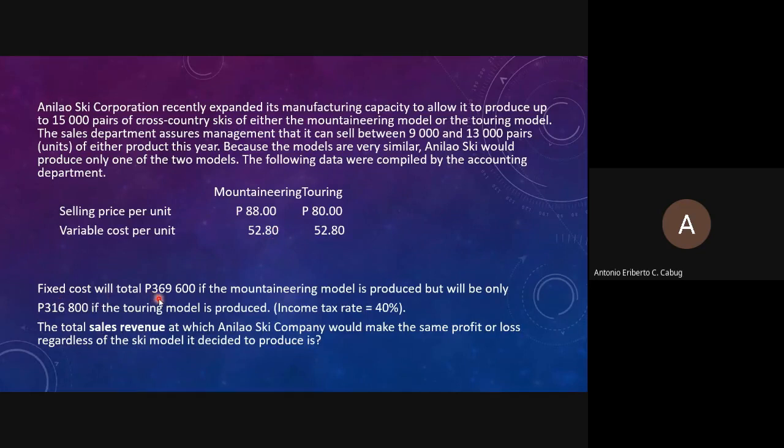Fixed cost will total 369,600 if the mountaineering model is produced, but will be only 316,800 if the touring model is produced. Income tax rate 40%. The total sales revenue at which Anilowski Company would make the same profit or loss, regardless of the ski model it decided to produce, is.